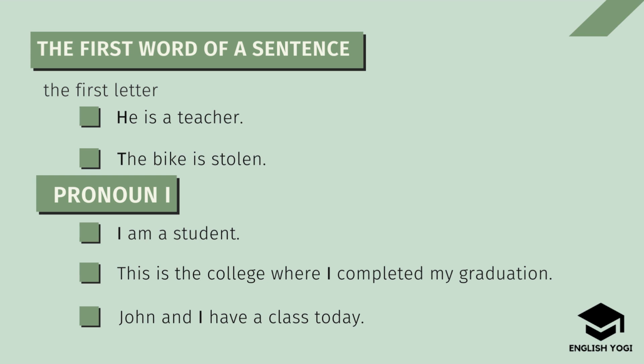The second rule regarding capitalization is that whenever we see the pronoun I, it should be written in uppercase, in capital letter. You can see the first example, "I am a student," so I is capital. "This is the college where I completed my graduation," so we can see after "where" we have used I. I is a pronoun, and the rule is that whenever we use I, it should be only in uppercase, only in capital letters.